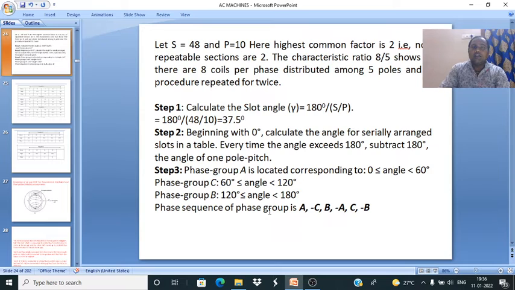If the slots per pole per phase is a fraction value, like 27.5 or 37.5, how can we fabricate the winding procedure? We can see now.